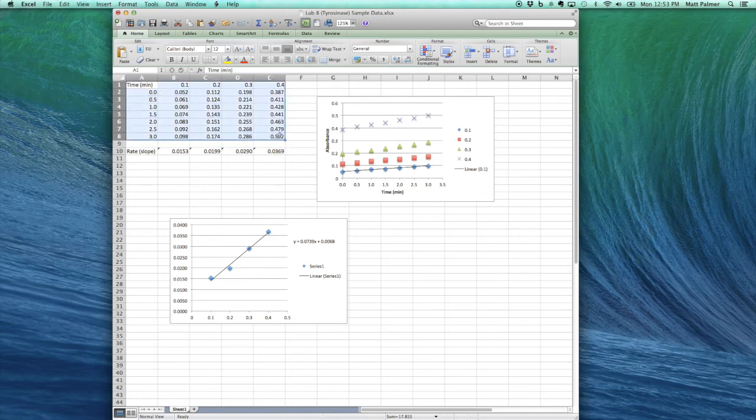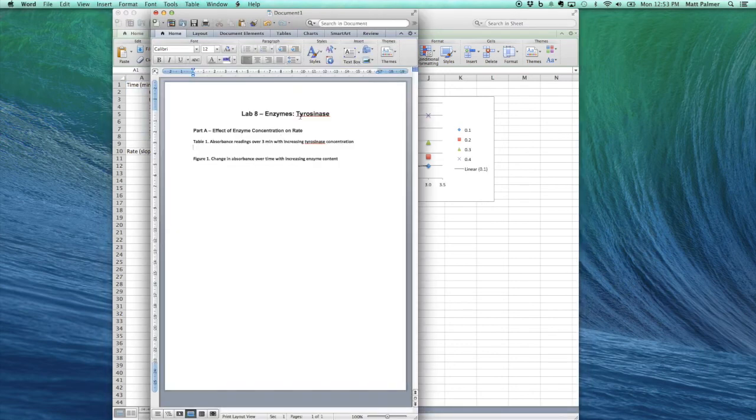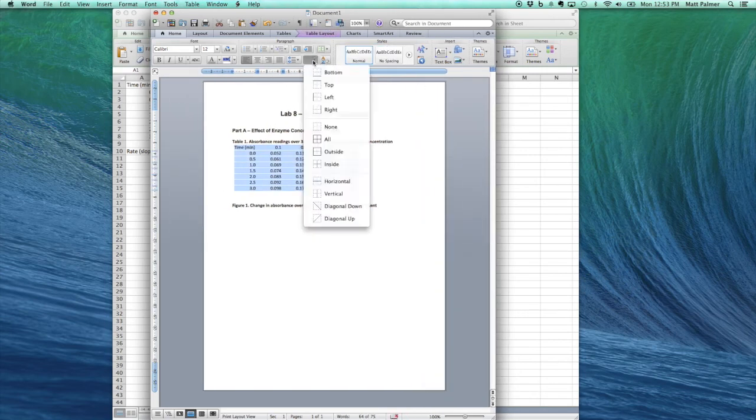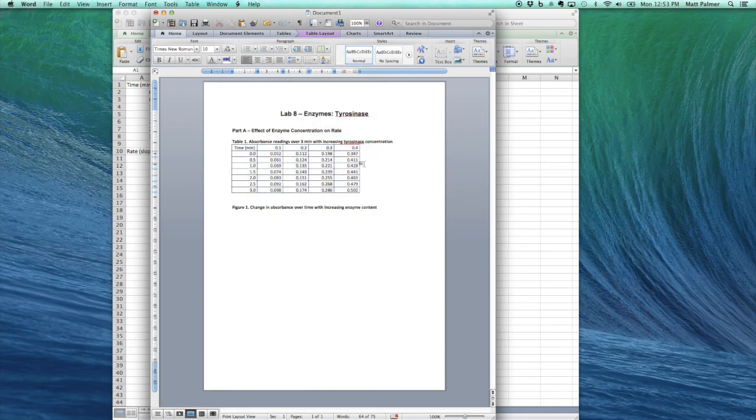So if I take this data and copy it, and let's say that I'm working on my lab 8, my tyrosinase lab. I have my results section where I'm adding table 1, absorbance readings over 3 minutes with increasing tyrosinase concentrations. I can simply paste in my data. This is the table that you would have had in your lab report with the results that you collected. You can make it look more like a table. I can highlight, or I can add in all the borders.